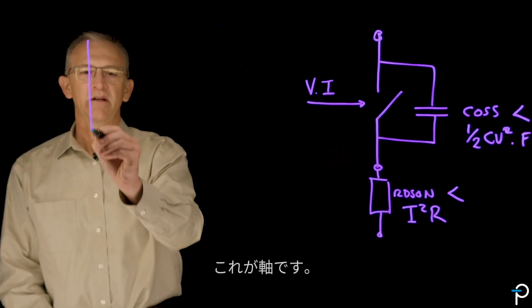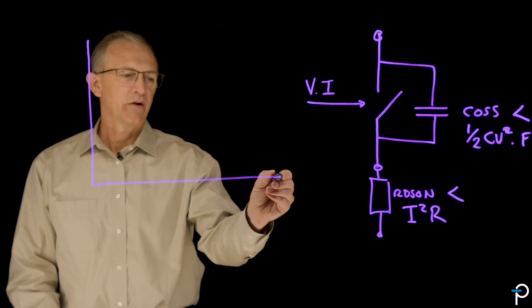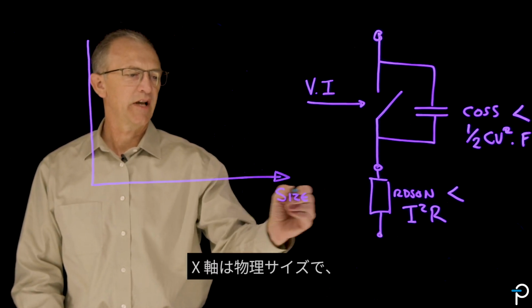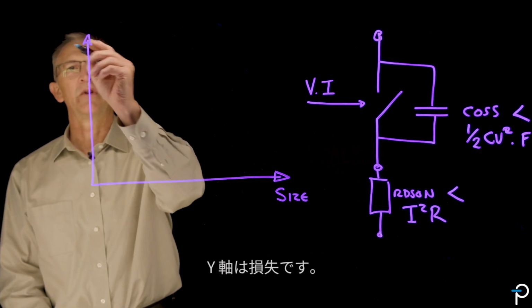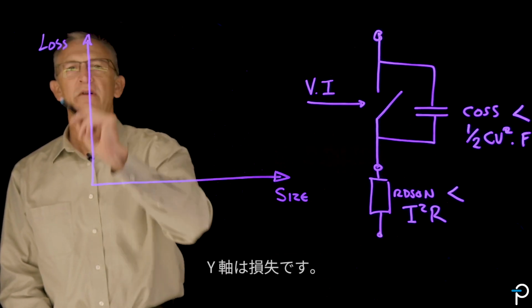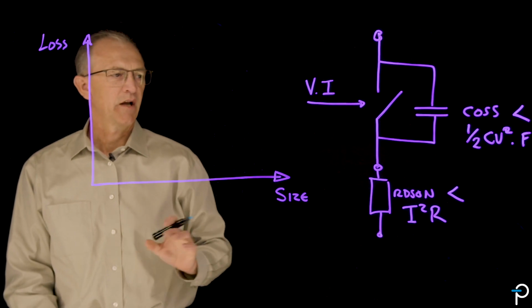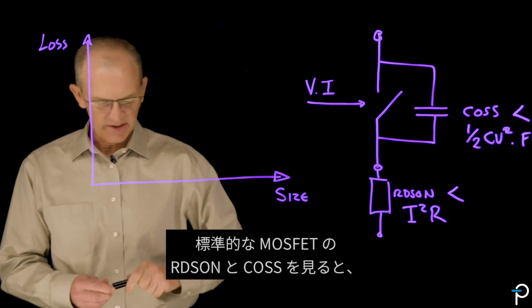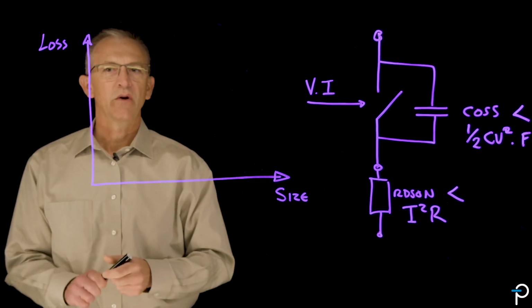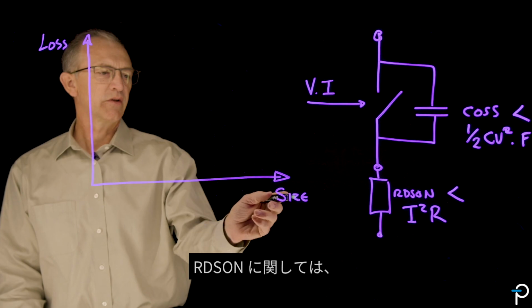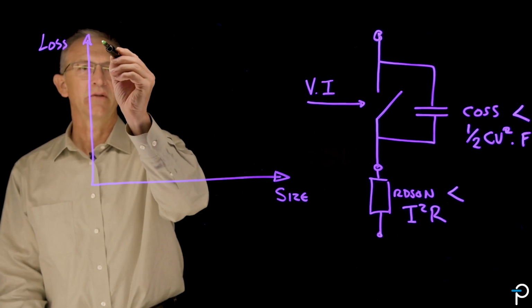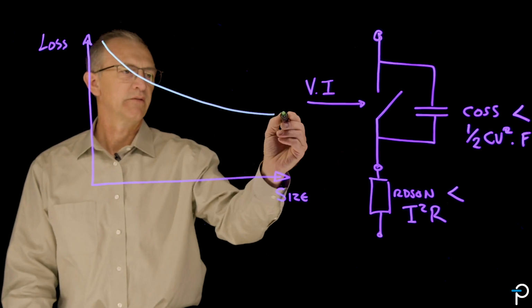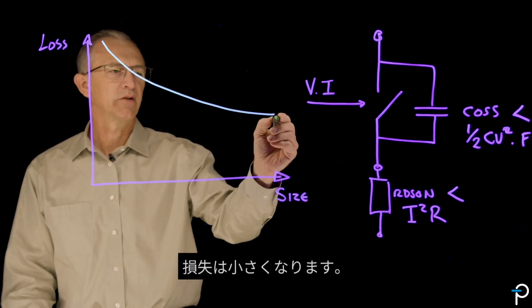This is an axis. It's a little bit of a constructed axis, but I'm going to put physical size on the x-axis, and I'm going to put losses on the y-axis. Looking at RDS(on) and COSS for a standard MOSFET, the losses with size are going to go down when they're related to RDS(on). So these are your RDS(on) losses. As a transistor gets bigger, the losses get smaller.